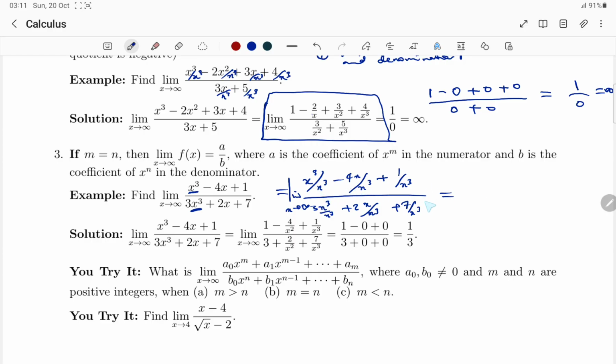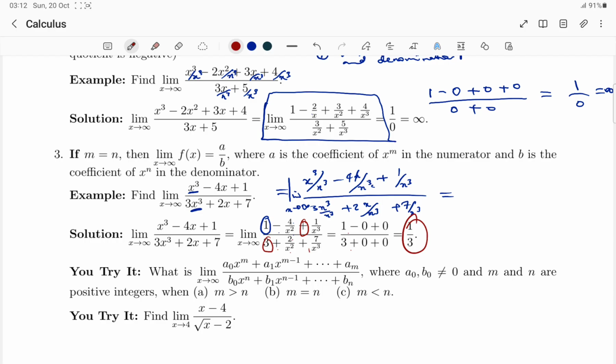So here, if we simplify this, you can actually see that we get 1 minus 4 over x squared. You can see if you cancel, you get x squared here. So 1 minus 4 over x squared plus 1 over x to the power of 3, over 3 plus 2 over x squared plus 7 over x to the power of 3, which is 1 minus 0 plus 0 over 3 plus 0 plus 0, which gives 1 over 3. So that is what we get. So usually if the power of the numerator is equal to the power of the denominator, you get a constant. That is what it is.